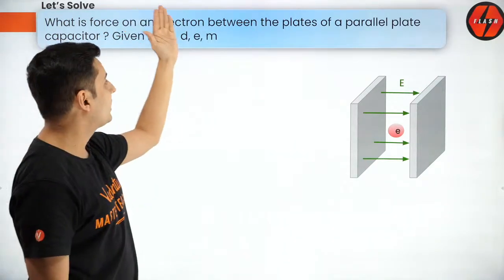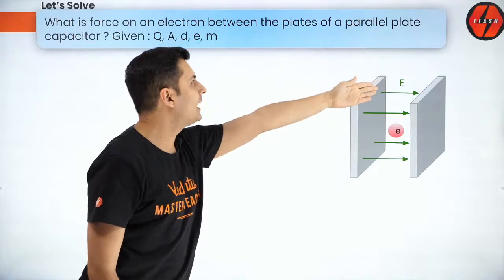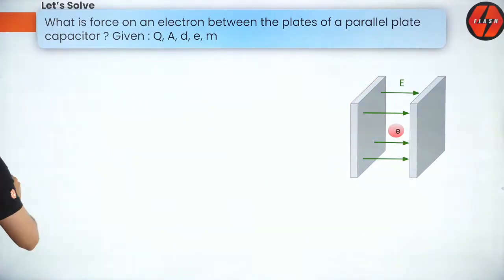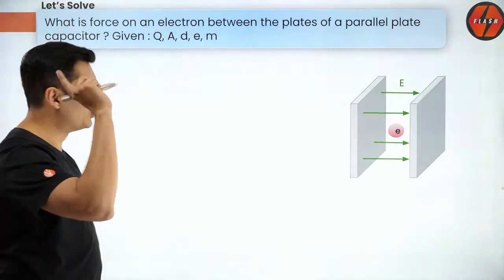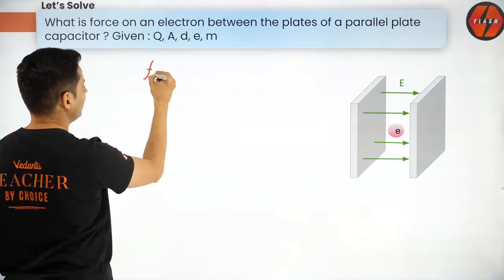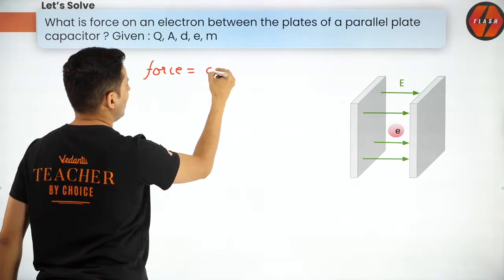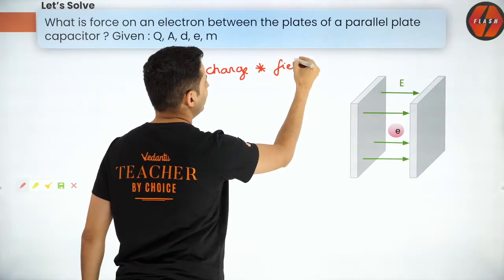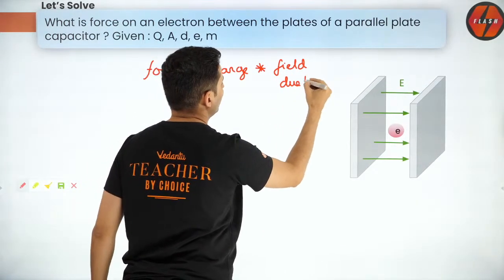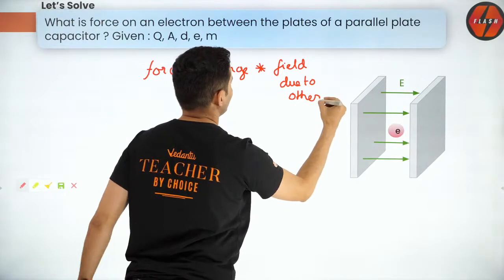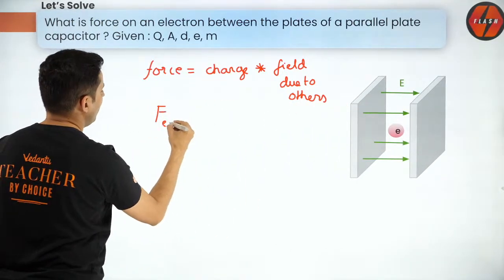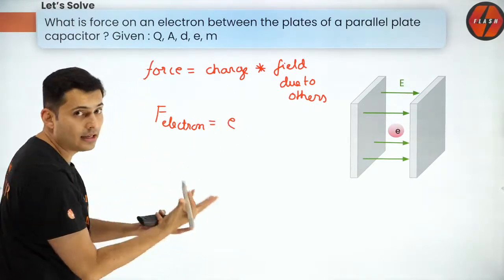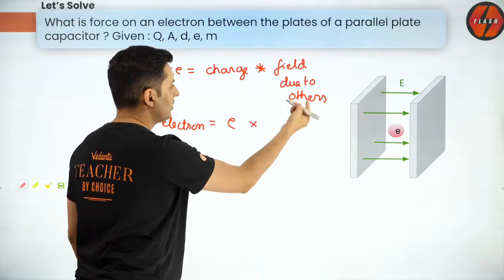What is the force on an electron between the plates of a parallel plate capacitor? What is the force acting between them? Now you will be like, sir, now I know what to do. Sir, force is charge multiplied by field due to others. So the force on the electron should be the charge of the electron, which is E, multiplied by the field.